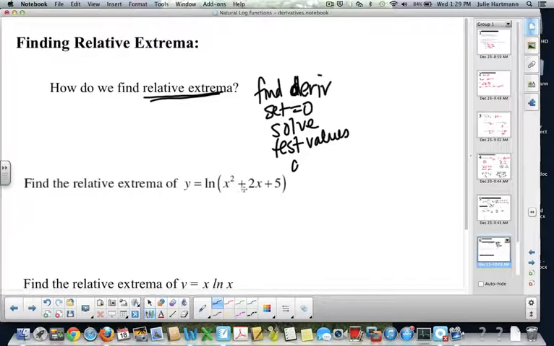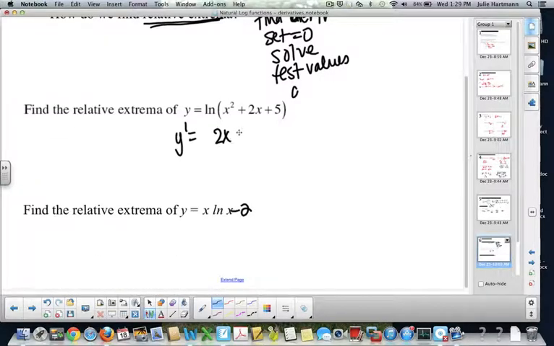Okay, so this first one, the derivative. Derivative of the inside is 2x plus 2, and then times 1 over, so it's just going to be over x squared plus 2x plus 5. Set it equal to 0. When your numerator equals 0, that's x equals negative 1. Denominator there, that's not factorable. That would be imaginary, so it's not equal to 0. So you get x equals negative 1.